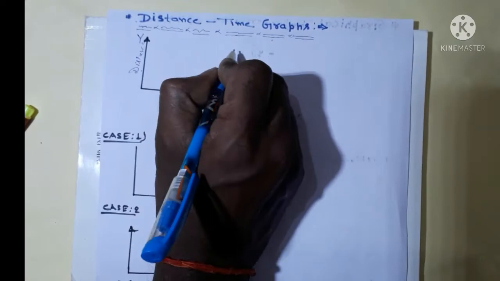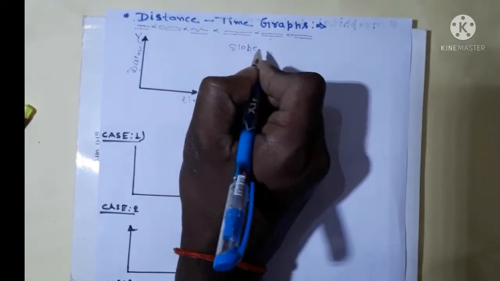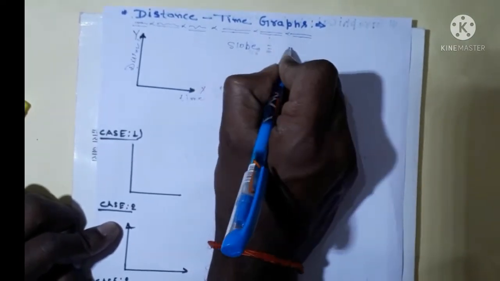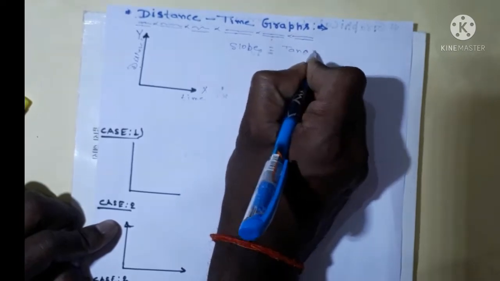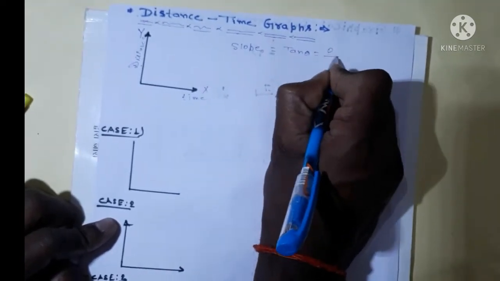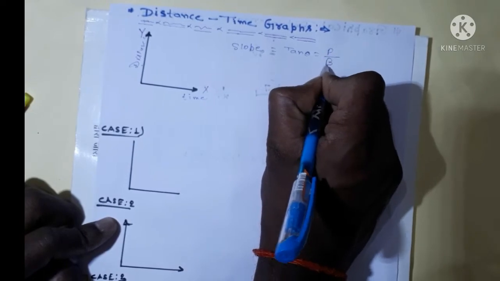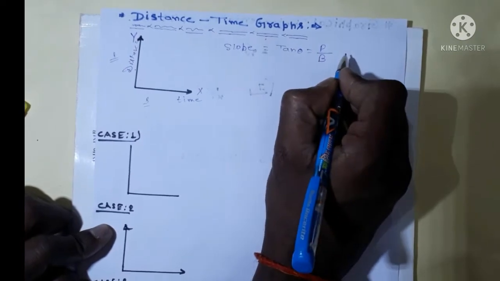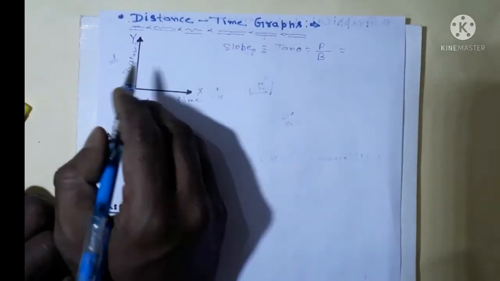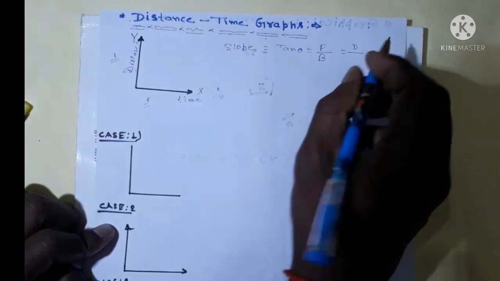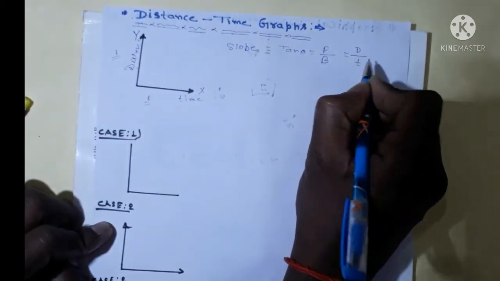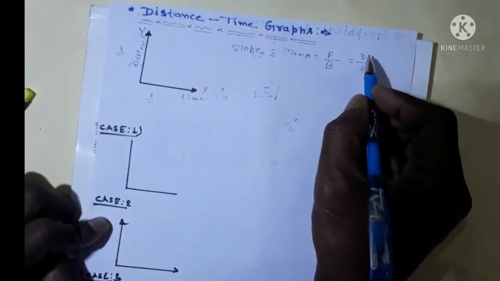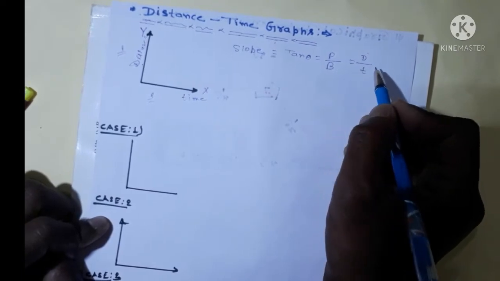So slope can be written as tan theta. Tan theta is equal to perpendicular by base. This is the perpendicular and this is the base. So we can write perpendicular is equal to distance and base is equal to time. Distance by time, here displacement by time, d for displacement, t for time.